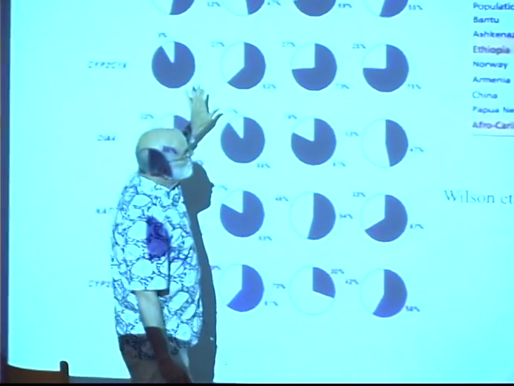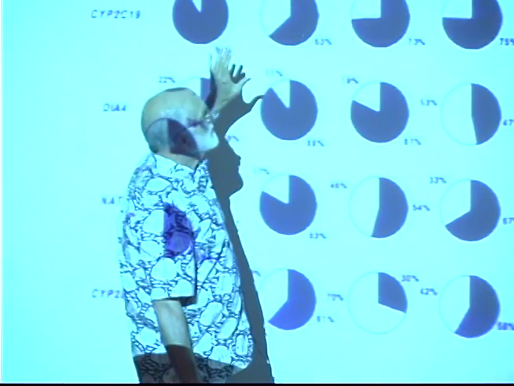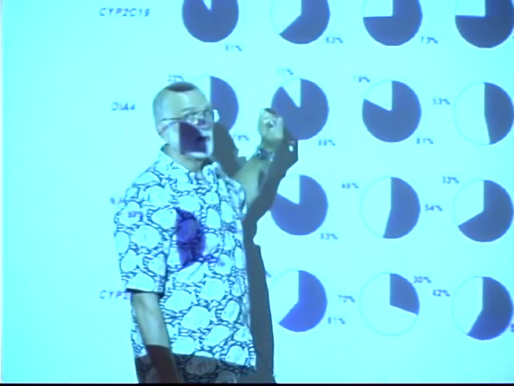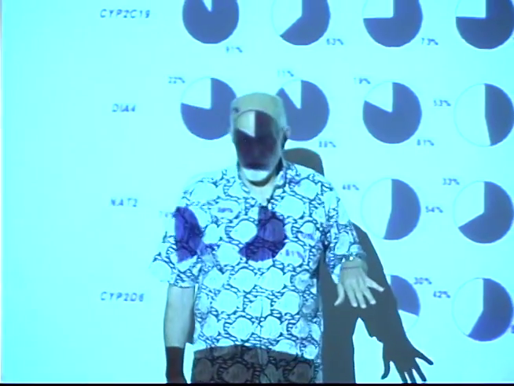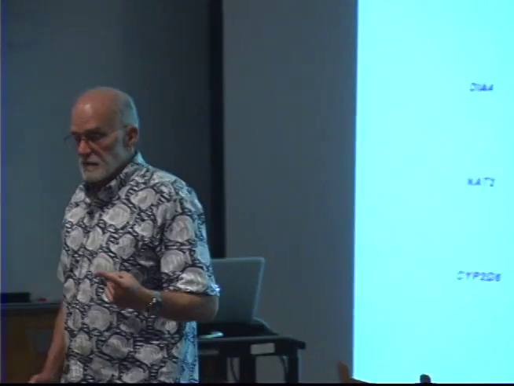But I think the take-home message is that ethnic information is not a sufficiently accurate predictor to make a physician comfortable in deciding that he knows what version of a gene a person has.